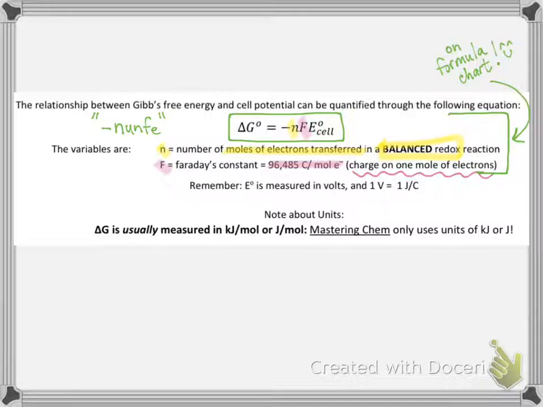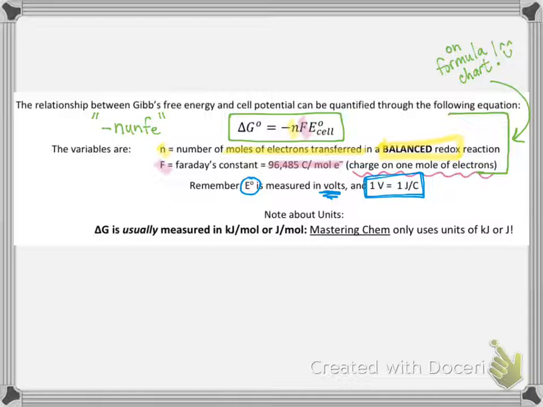Now, we already know what cell potential is, standard cell potential, E naught. And E naught is, of course, measured in volts. What is very helpful in this equation as far as dimensional analysis is concerned is realizing that you can define a volt. It is joules per coulomb. So that's what allows the dimensional analysis to work on this.